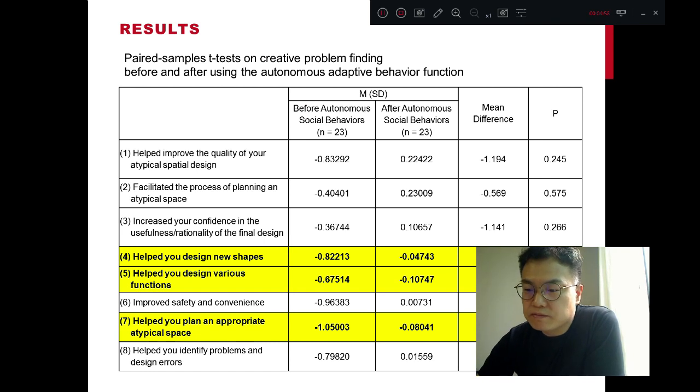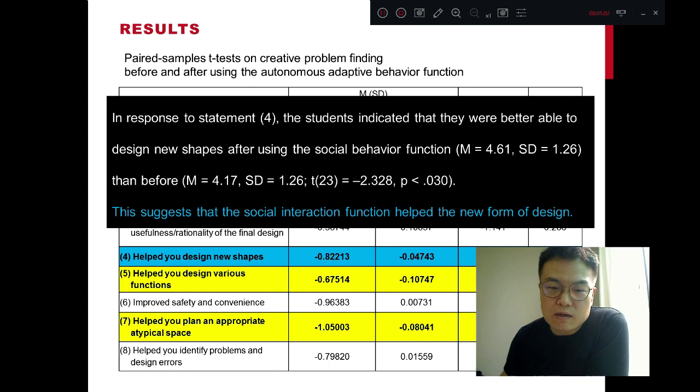In response to statement 4, the students indicate they are better able to design new shapes after using social behavior functions than before. So this means such a social interaction function helps the new form design.